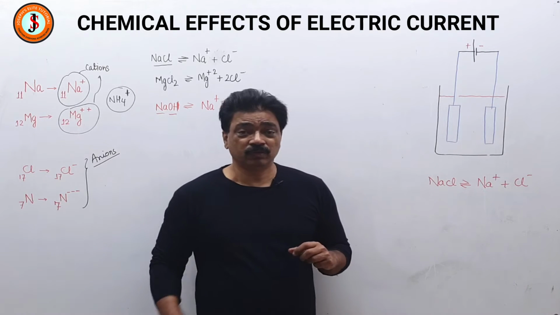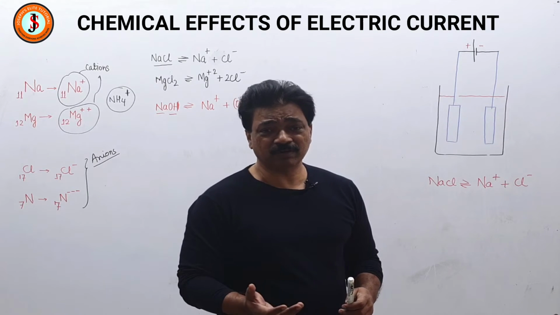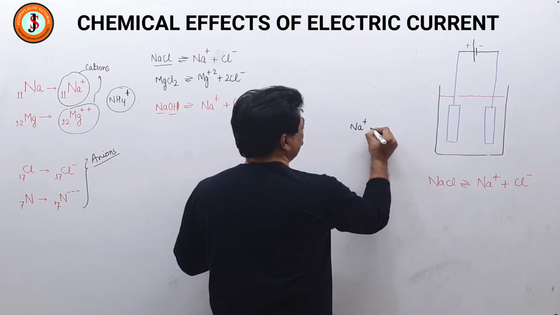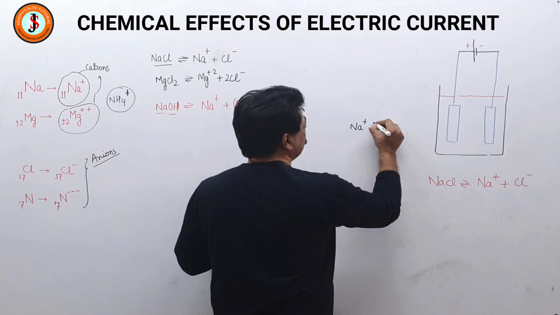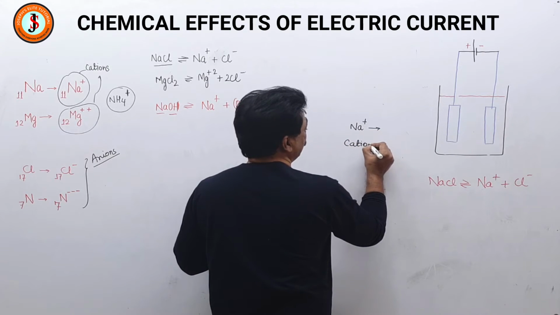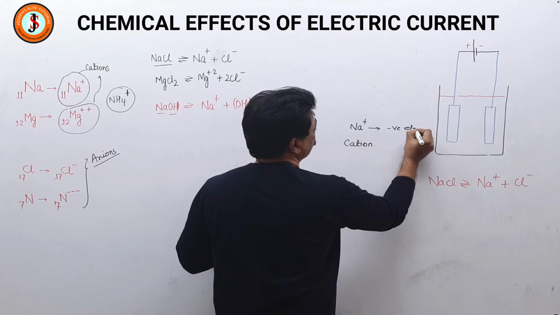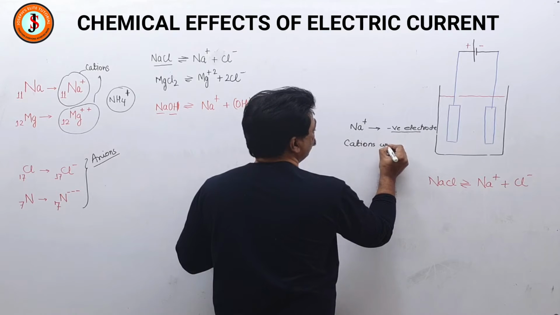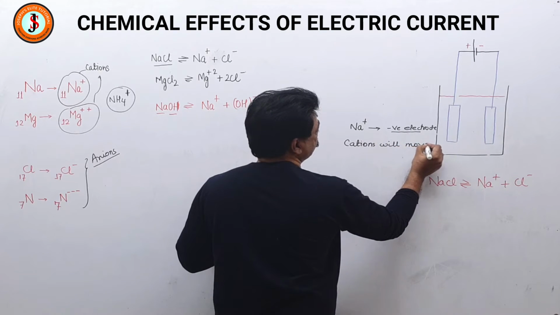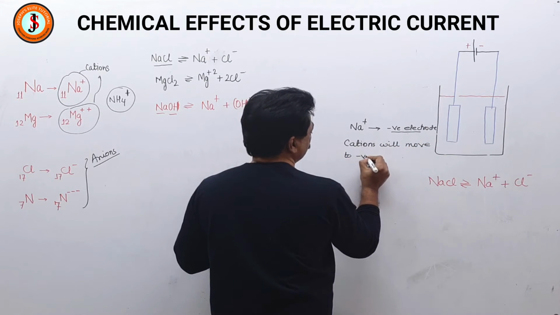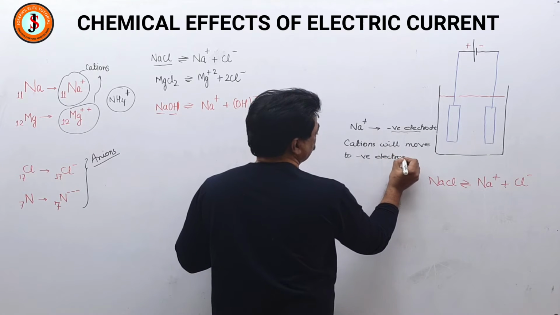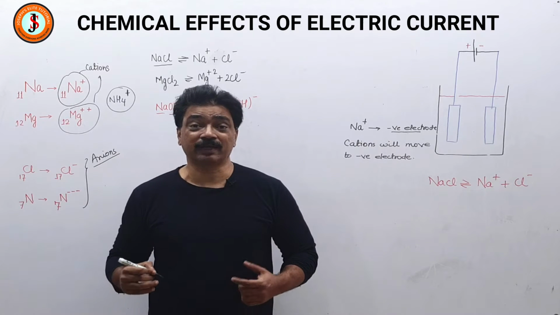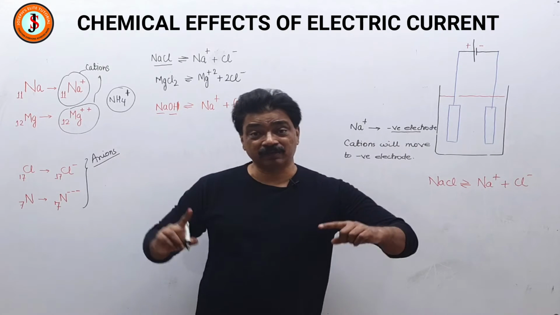Now what will happen? The positive ions get attracted to the negative terminal. The positive ion is the cation, so cations will move to the negative electrode. That is why the negative electrode is called the cathode. So cation, positive ion, cathode, negative electrode.